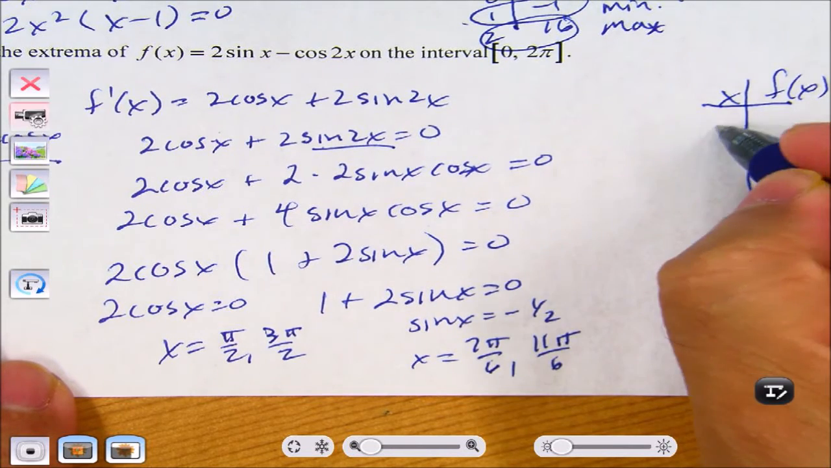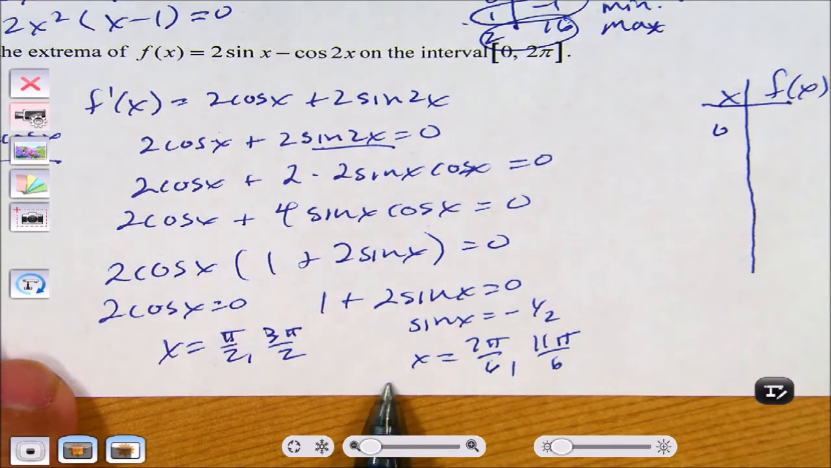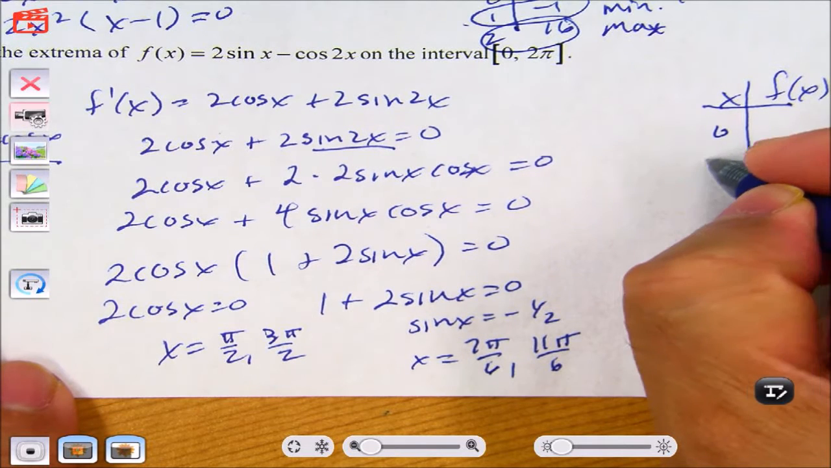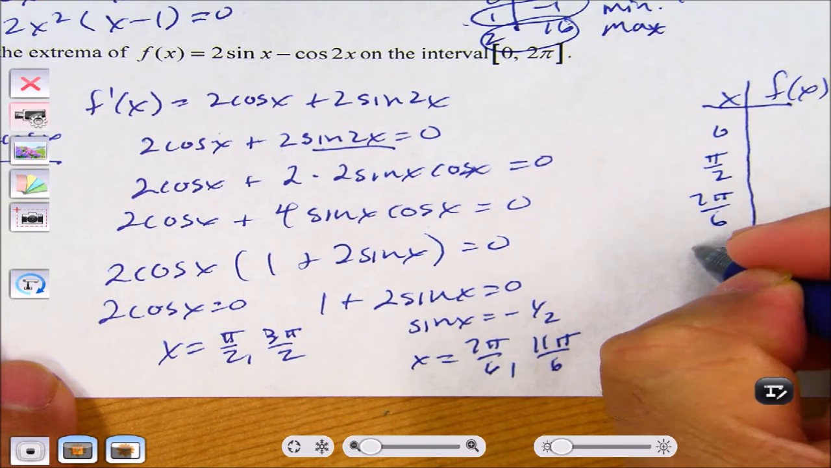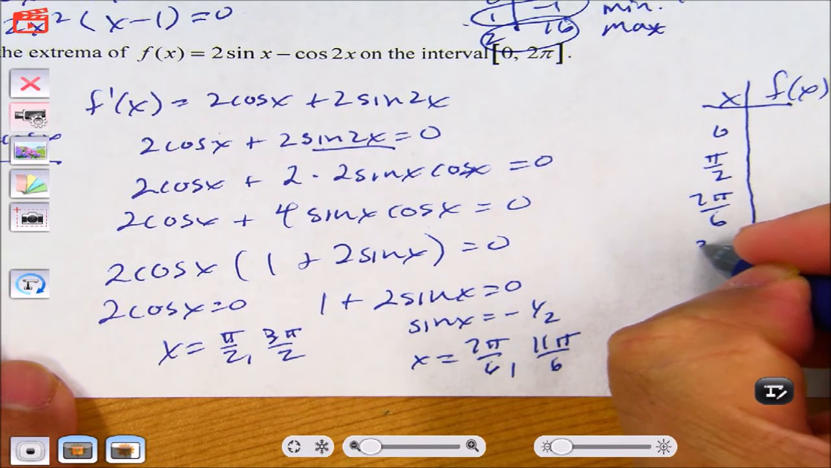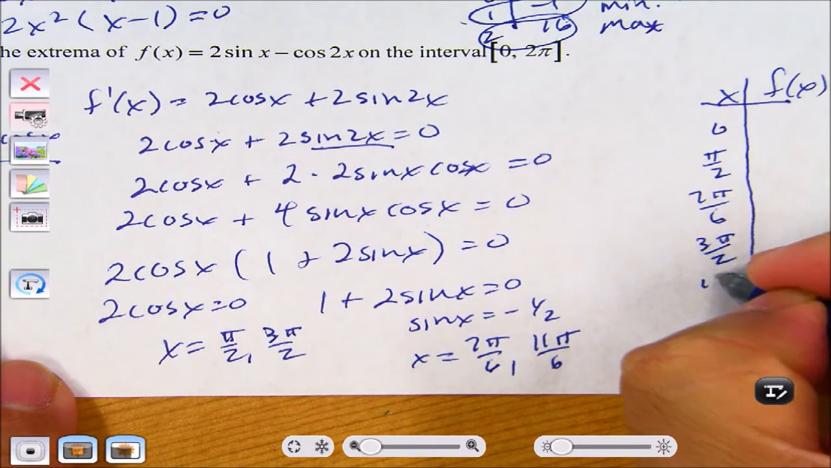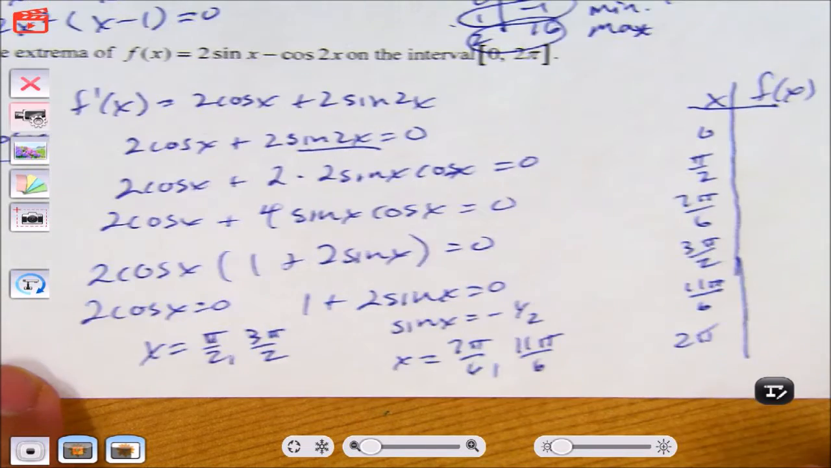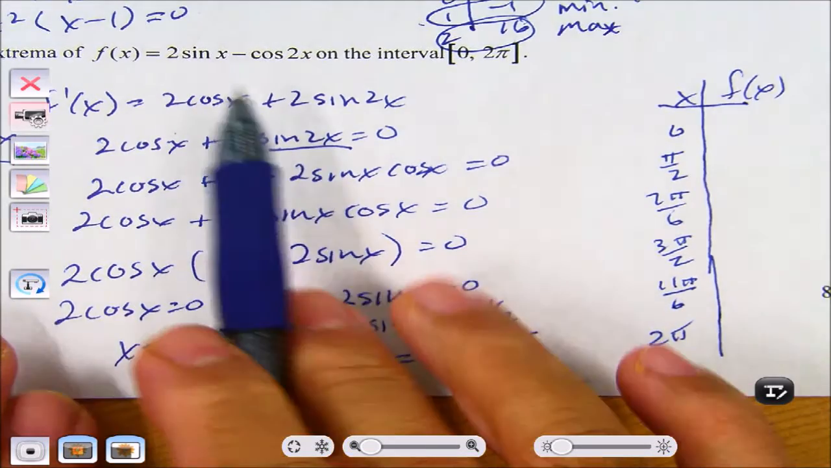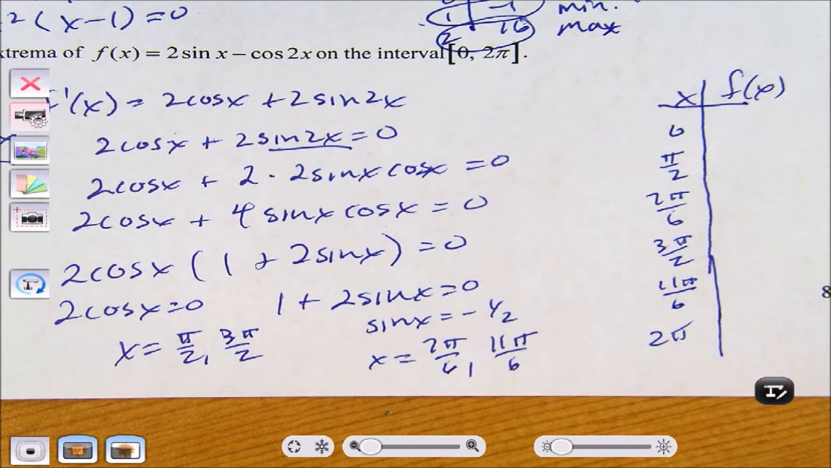So I'm plugging in 0. See what order these are in? Pi over 2, 7 pi over 6, 3 pi over 2, 11 pi over 6, and 2 pi. And I'm going back to the original. So now I'm going to be tested.